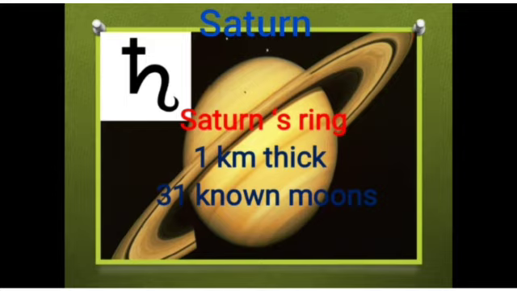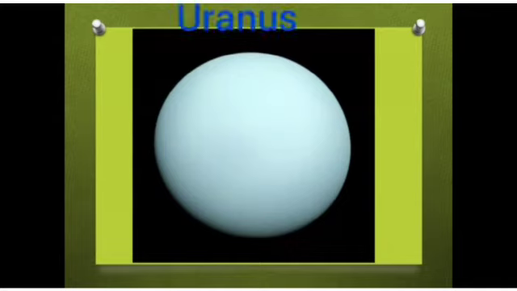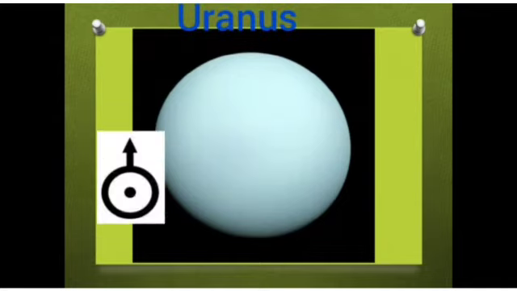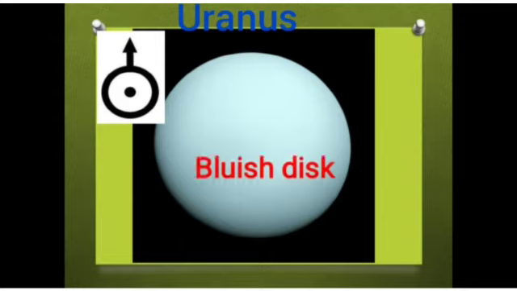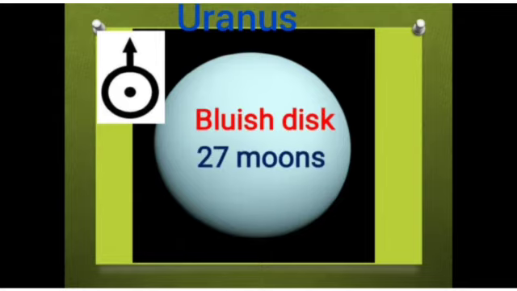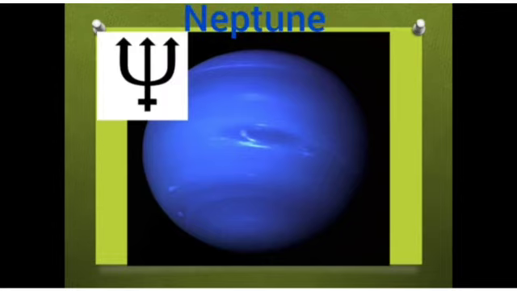Then we have Uranus. It is the symbolic glyph of this planet. This is known as the bluish disk. It has 27 moons. Then we have Neptune. This is the symbolic glyph of Neptune. It has 2 moons.